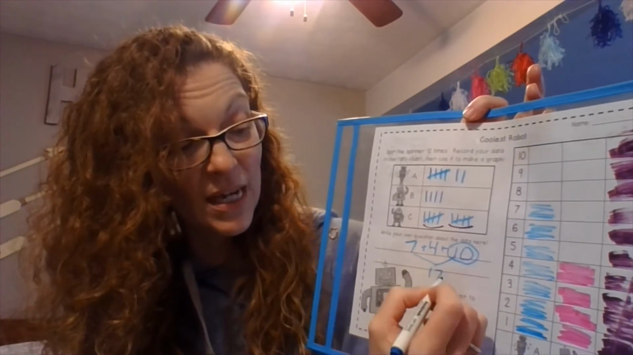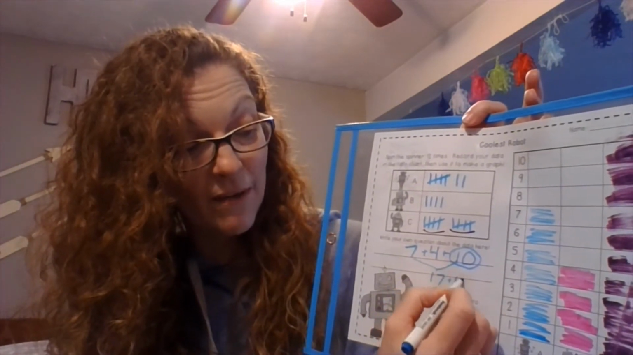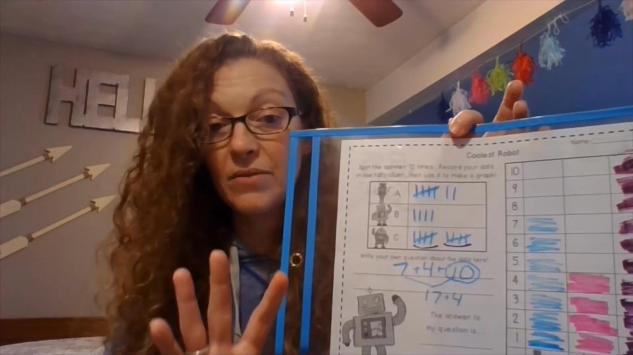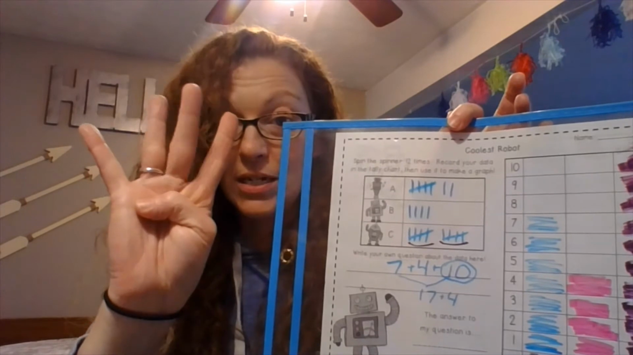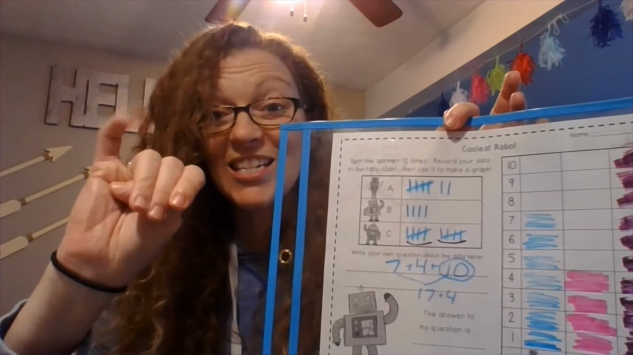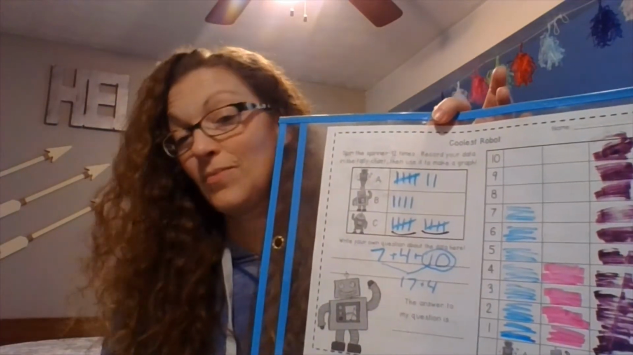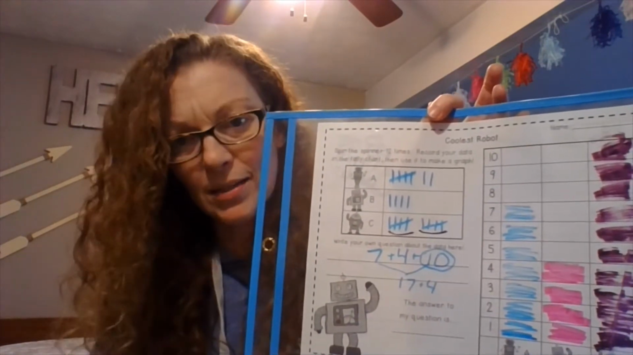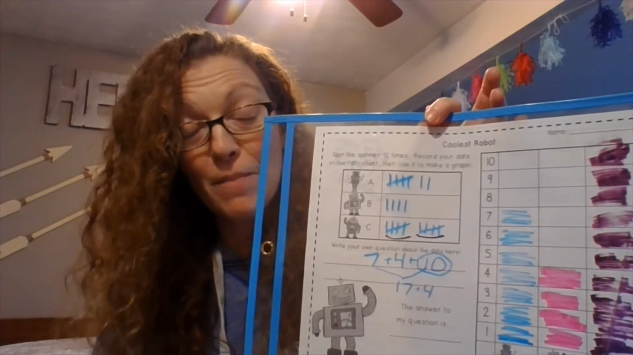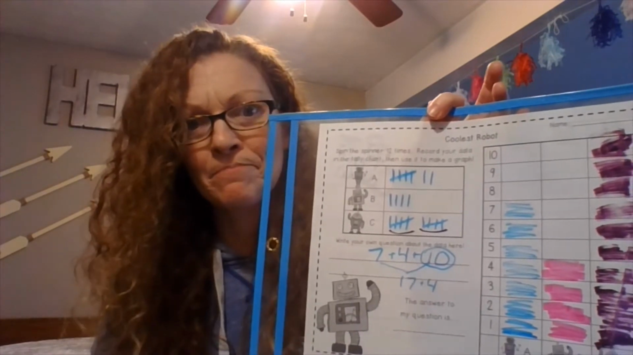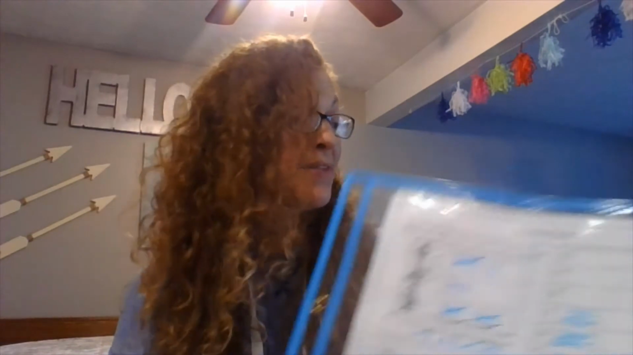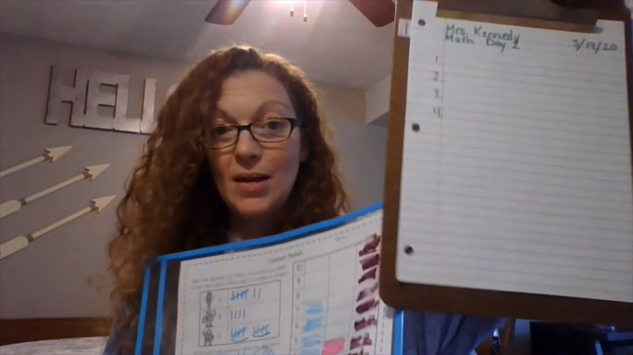You're right, 17. And then I can't forget my 4. So we have 17. Let's count up 4. 17, 18, 19, 20, 21. So all together, that means 21 students voted for the robots. Thank you for participating. And you're going to write that on number 3.